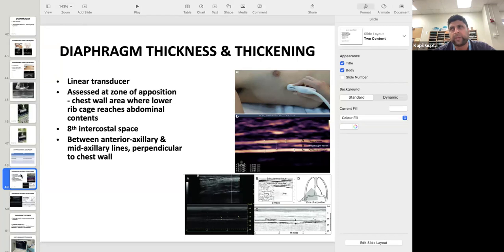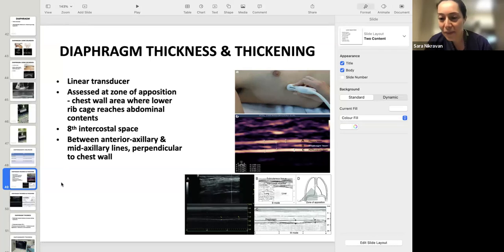And I would take the measurements there, because sometimes the measurements change a little bit at various places of the diaphragm, but that is where most of the studies have validated the results. It takes time, but you will do it. Once you've done maybe 20, 30 scans, it's not that difficult.